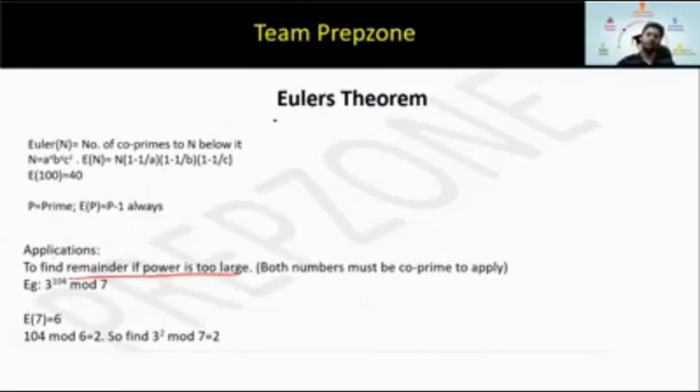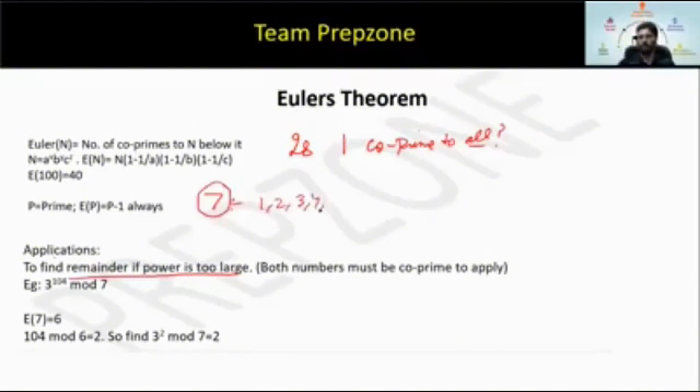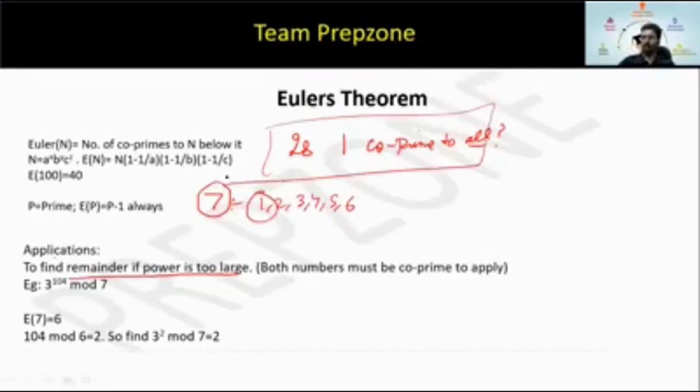Yes, Rahul, interesting question. Is 1 co-prime to all? Because if I'm saying 7 has 6 co-prime numbers, which are 1, 2, 3, 4, 5, 6, I am taking 1 as well. But is 1 co-prime to all? If yes, then why? Everyone, why is 1 co-prime to all? Yes, 1 is co-prime to all.